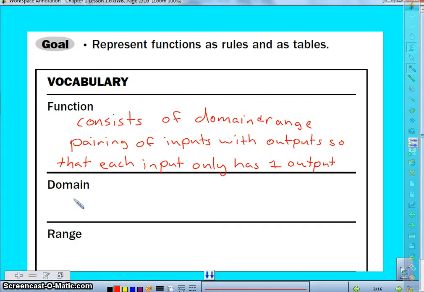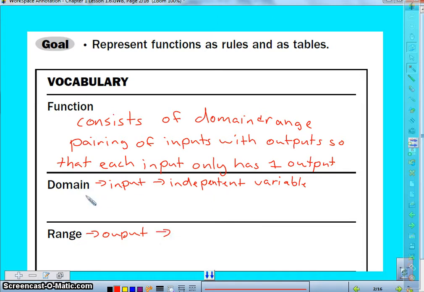Well, the first thing we're going to talk about is our domain. And the domain is the input. It's also called the independent variable. The way I remember this is you have to be very independent to have your parents let you go to the domain by yourself. So, independent, input, domain.